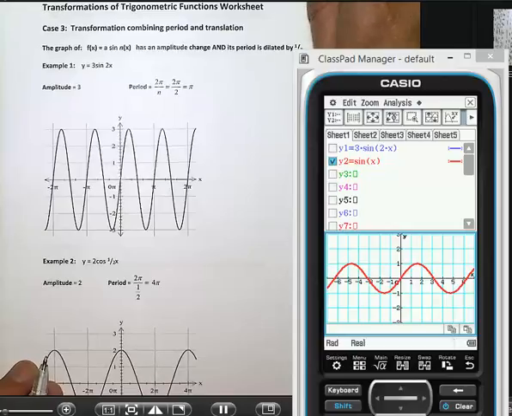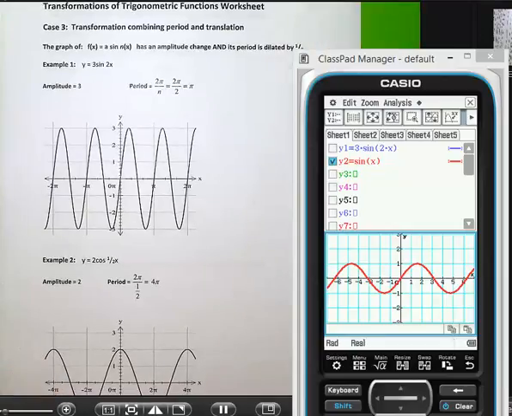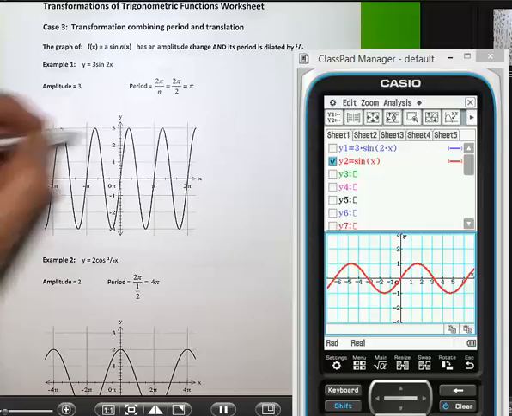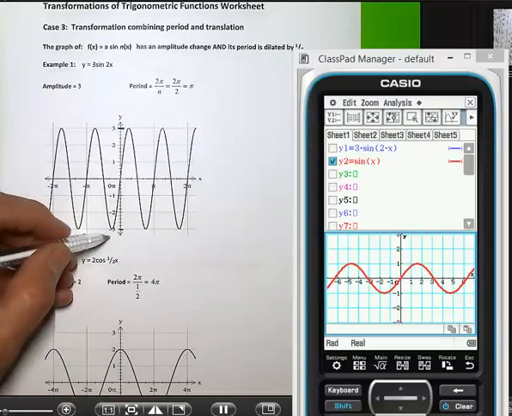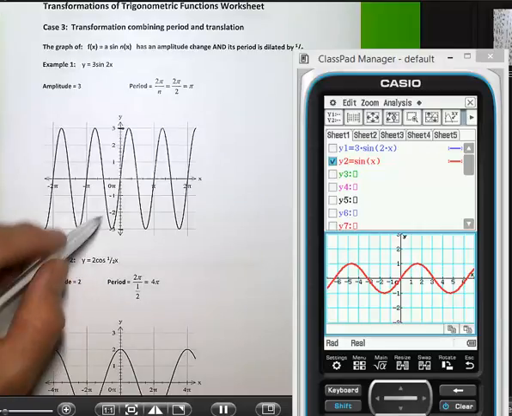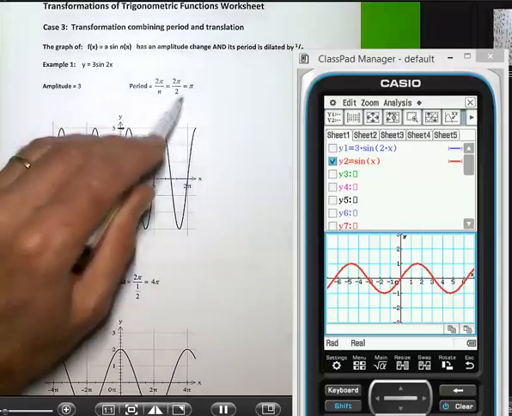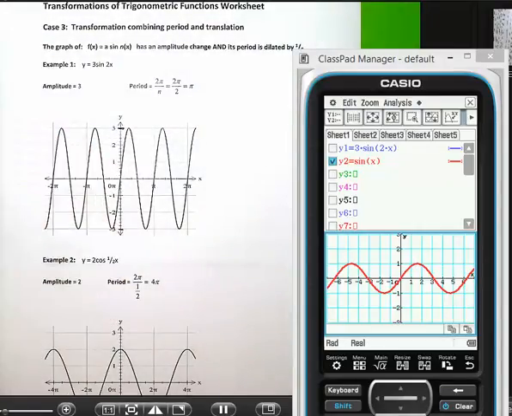In questions 7 to 10, you're going to look at what happens when you've got an amplitude change and a period dilation. So the first up here, I've given you y is equal to 3 sine 2x. The amplitude is 3, so from positive 3 to negative 3. But the period is now pi, 2 pi over n, which gives us pi, and you can see the pattern repeating. Make sure you look at this on your calculator as well.